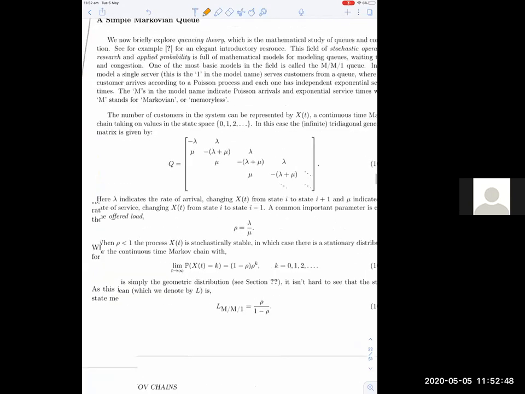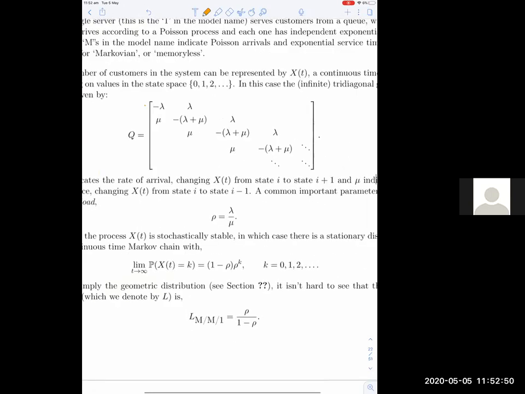Look, again, you have a generator matrix, okay? Here you have states 0, 1, 2, 3, etc. You have zeros everywhere except for these bands here. And look, you've got minus lambda and lambda. Sum of the row is 0. Mu, minus lambda plus mu, lambda. Sum of the row is 0, etc., etc.